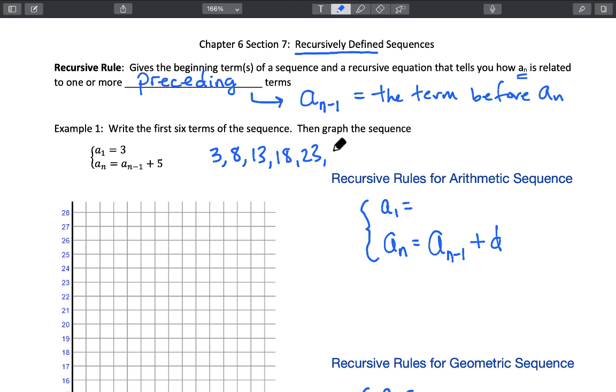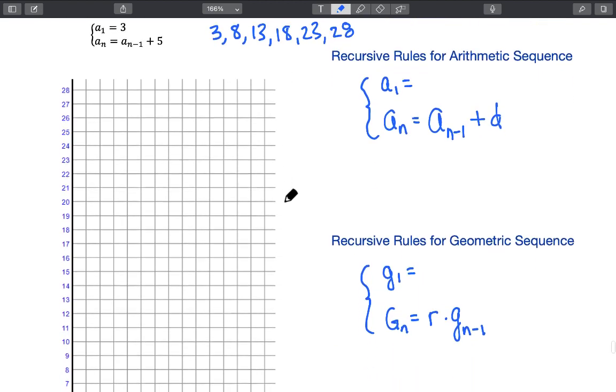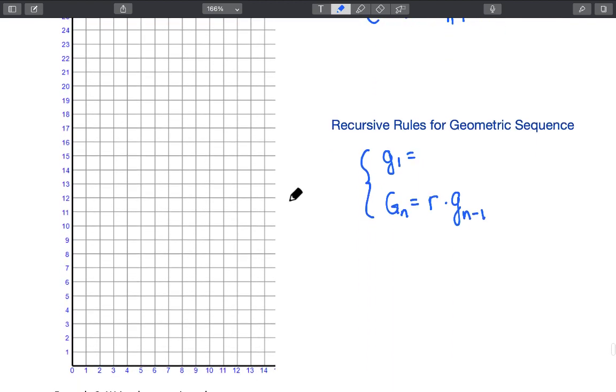Once we have those first 6 terms, we're going to graph that sequence. So here we have a nice, humongous graph here. Our first term we said was equal to 3. After that, they jumped by 5, so our second term was 8. Our third term was 13. Our fourth term, 18, and then 23. We'll stop here at 23 after those first 5 terms.